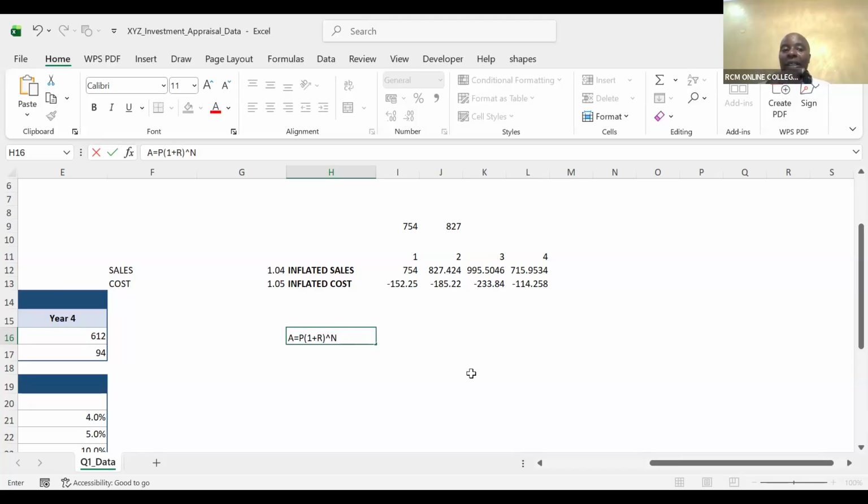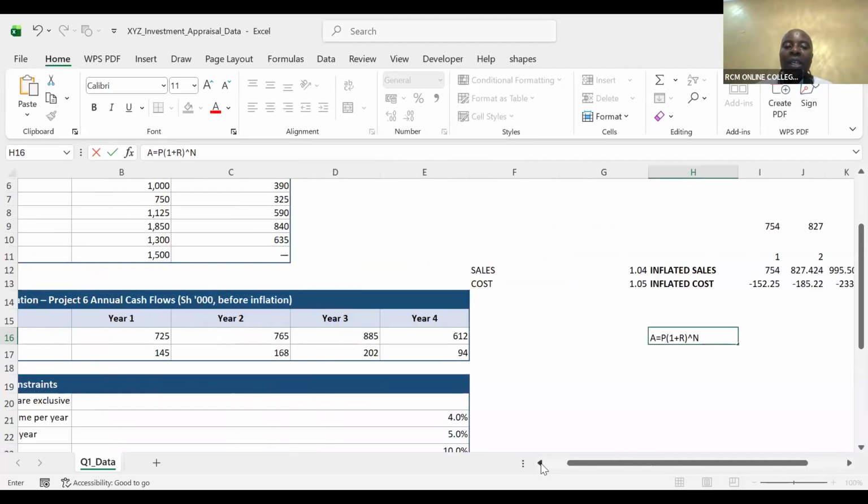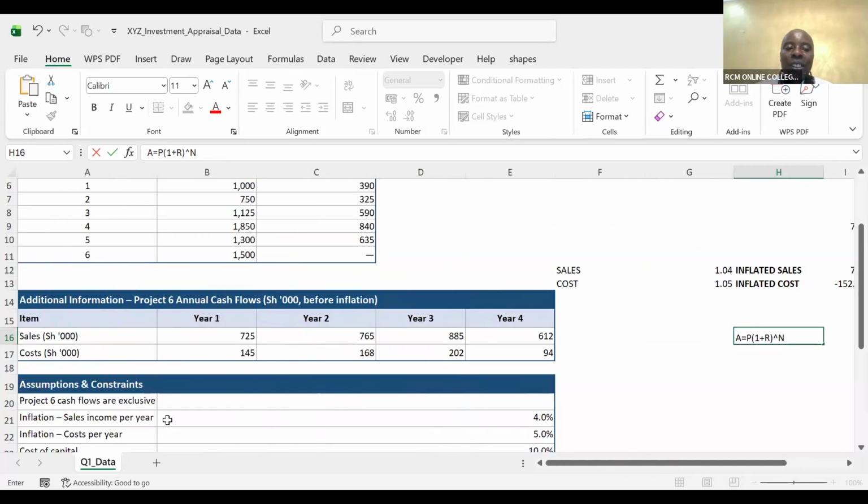Then what have we done? We've been told for sales, the rate of inflation in this case here is 4%. So then the 1 plus R is what we did here. We did 1 plus R here. So we got 1 plus 0.04 for sales, so we got 1.04. And then for cost, you can see the inflation is 5%. So we got 1.05.